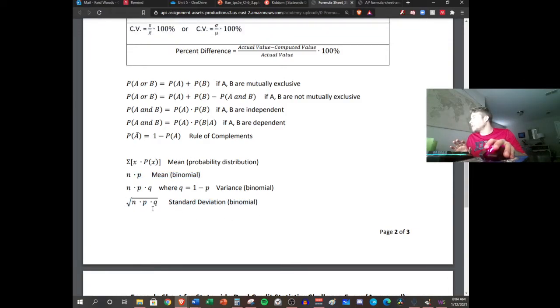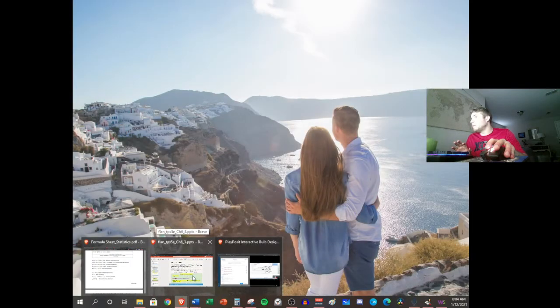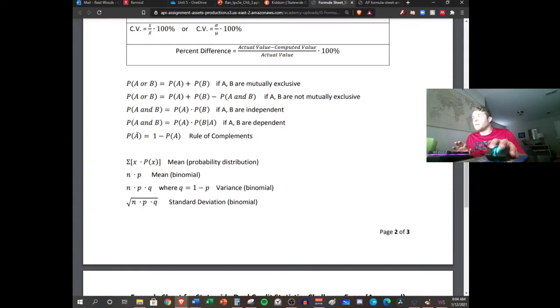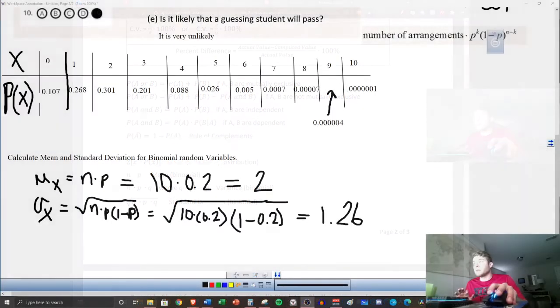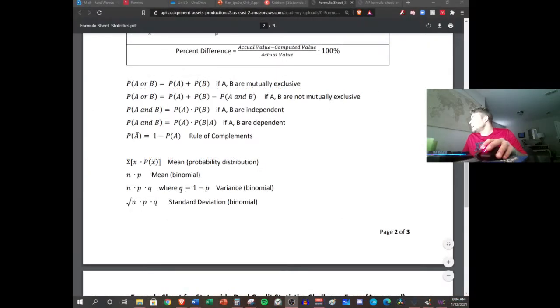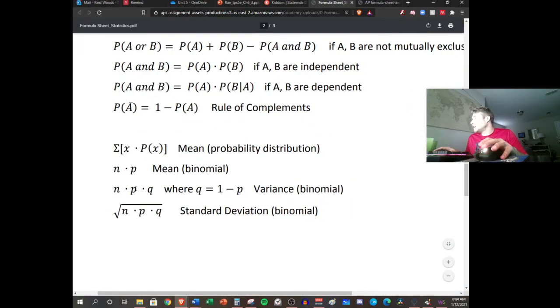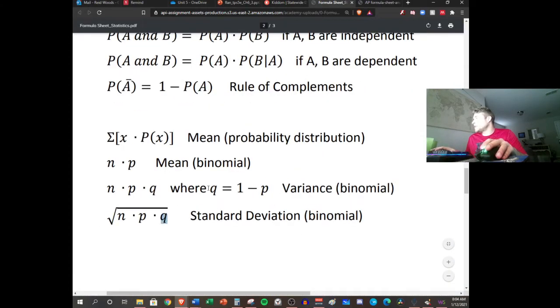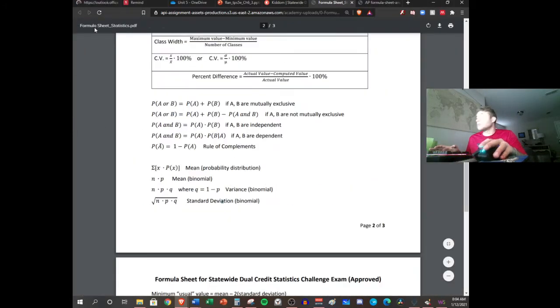Now you'll notice that it has q there, which is different from what our PowerPoint had. It's a little bit different from what we actually wrote in our notes, which was n times p times 1 minus p. But q is this. It actually defines what q is right above that. So you're not going to be like, what the heck is q? It tells you what q is. It's 1 minus p. Okay? So that's in your formula sheet.